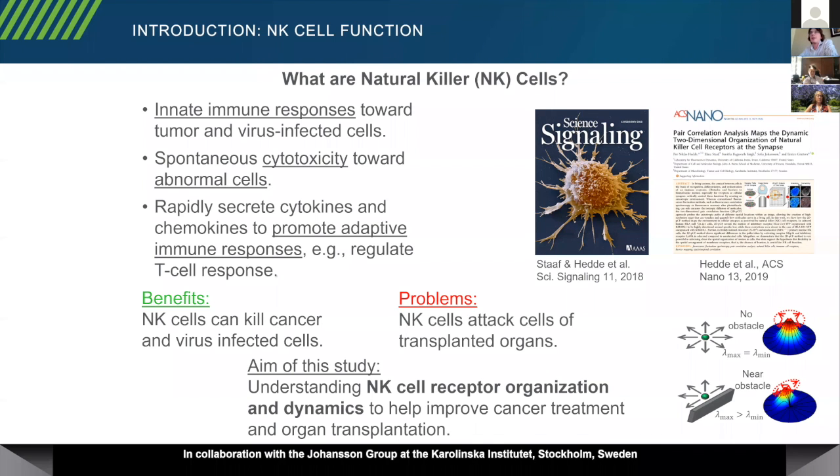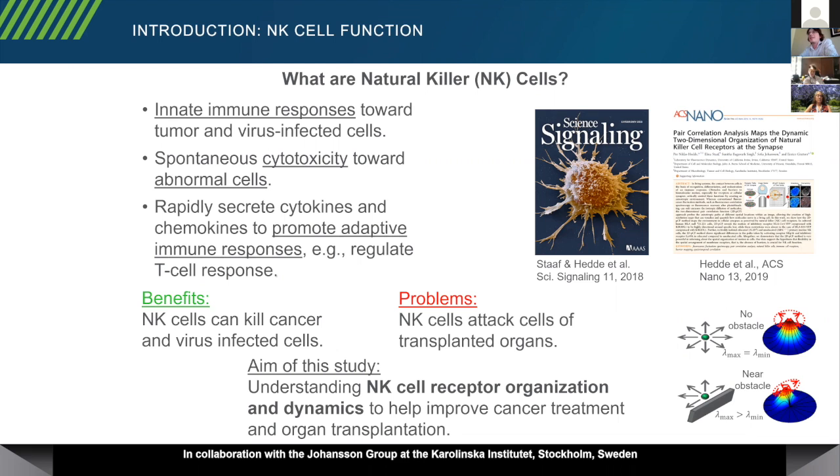But during the response, they can also rapidly secrete cytokines and other chemokines to communicate with other immune cells and, for example, regulate the T cell response and the following adaptive immune responses. So if you want to say what's good about the NK cell, well, it can immediately get rid of some cancer cells or virus infected cells.